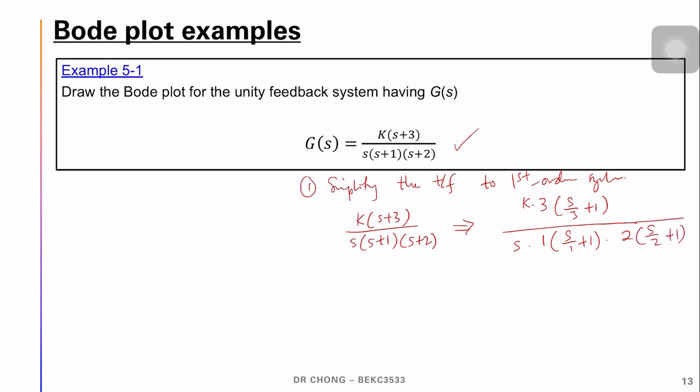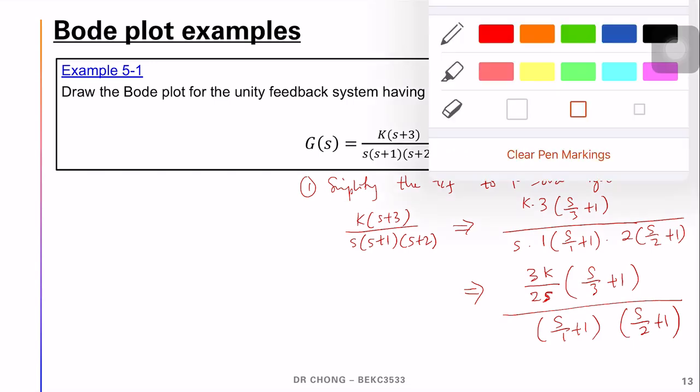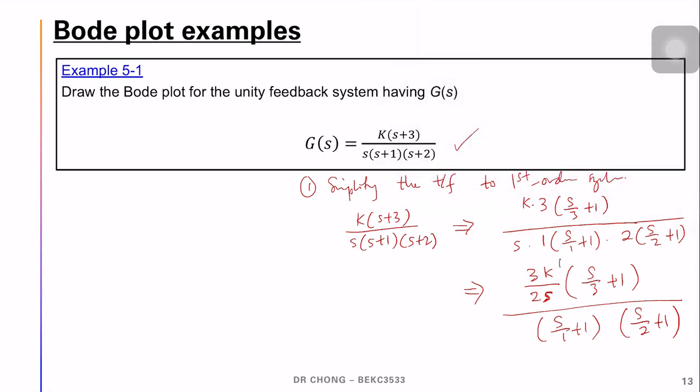Okay, so now you have the equation becomes like 3K over 1 times 2s, then s over 3 plus 1 in the numerator. Because s is already like this, I write in this way: s over 1 plus 1, and then s over 2 plus 1. So now your system becomes in this way. Then you will have four transfer functions: first one, second one, third one, fourth one.